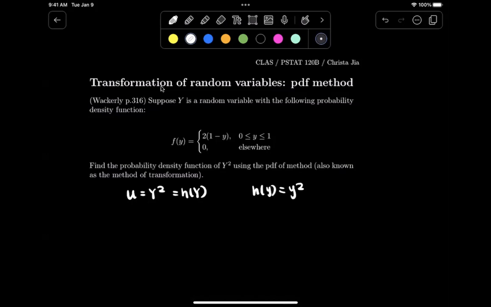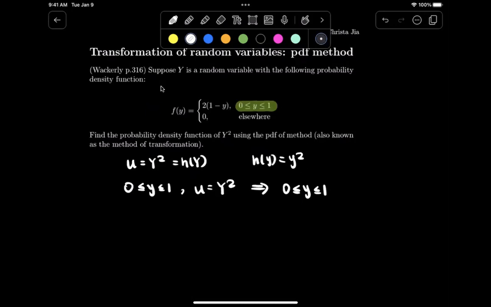And the next thing I want to do is to figure out what values u can take. So from the question, we know that y can take values between 0 and 1. And u is equal to the square of y. And this would imply u can also only take values between 0 and 1.